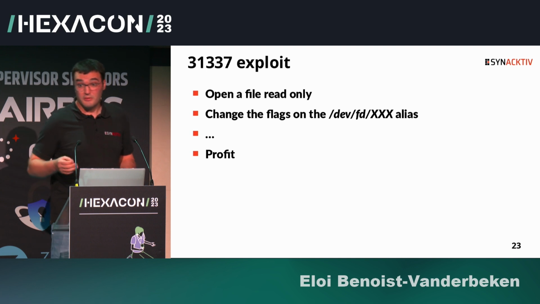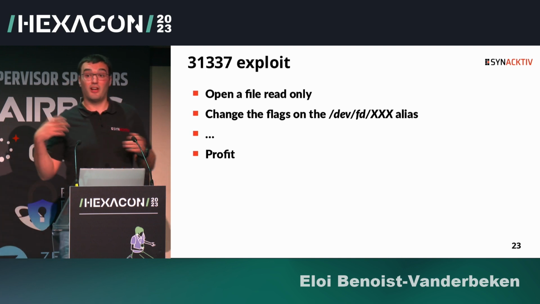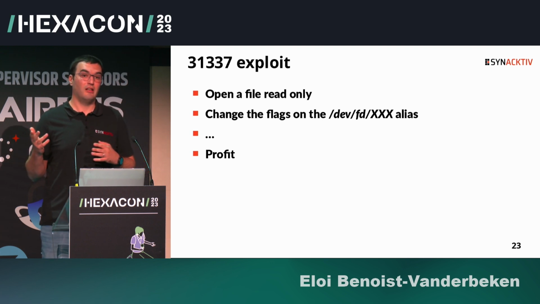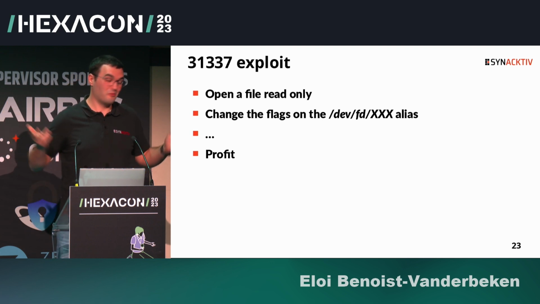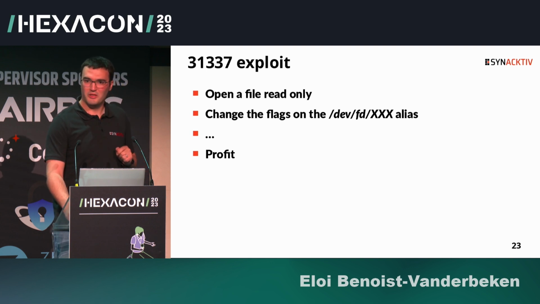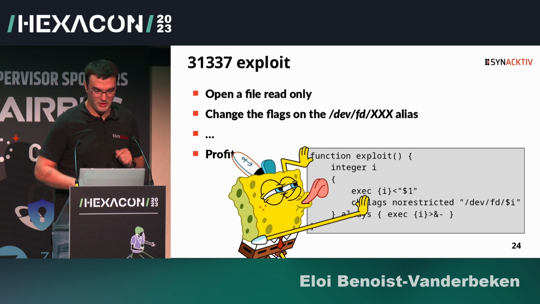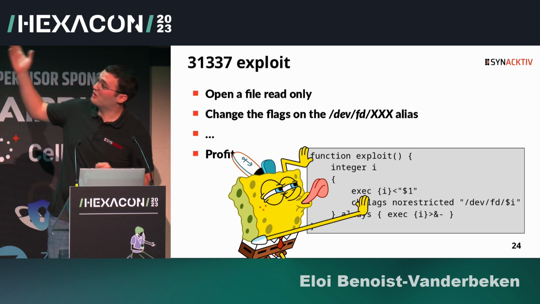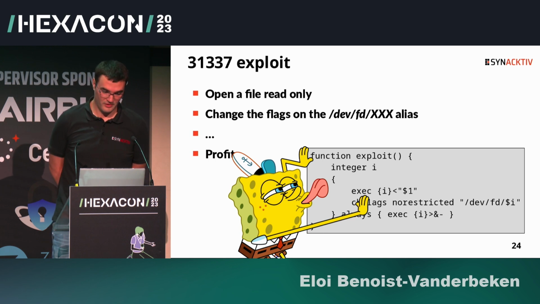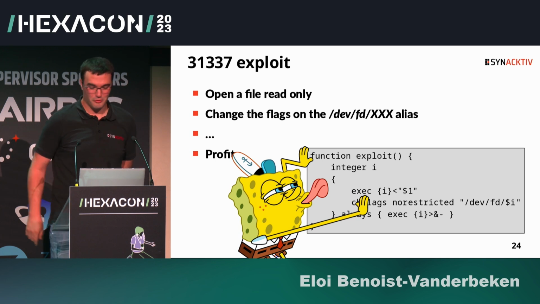So the exploit is really, really simple. You just open a file read-only, and you change the flags on the devfd alias, and that's it. You bypass the restricted flag. So I'm even sharing with you my exploit. This is a few lines of ZSH script. It took me actually quite some time to get it, because I'm more a bash user.